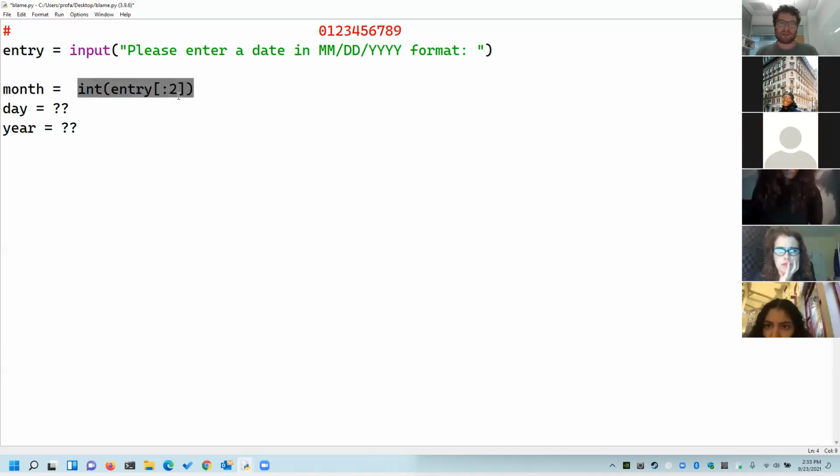Wouldn't it be not including 3? I don't understand. Not including 2. We wanted to get indices 0 and 1. So we want to go up to, but not include 2. Oh, I see. Yep.